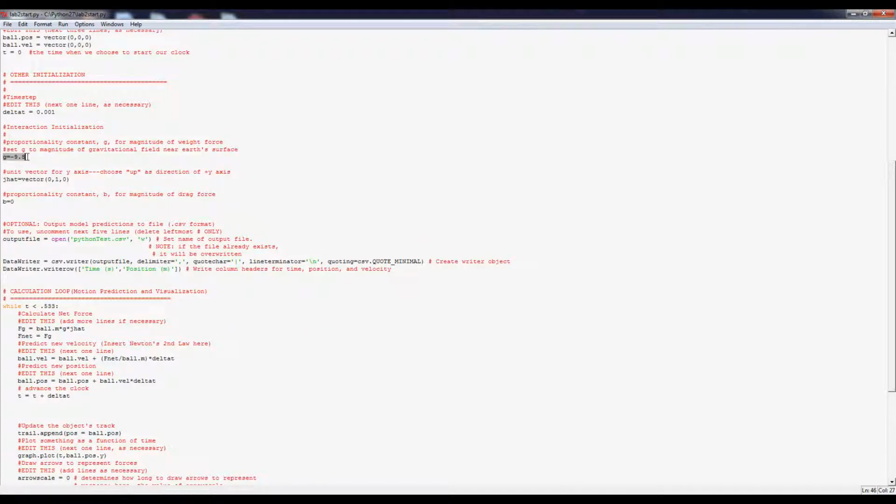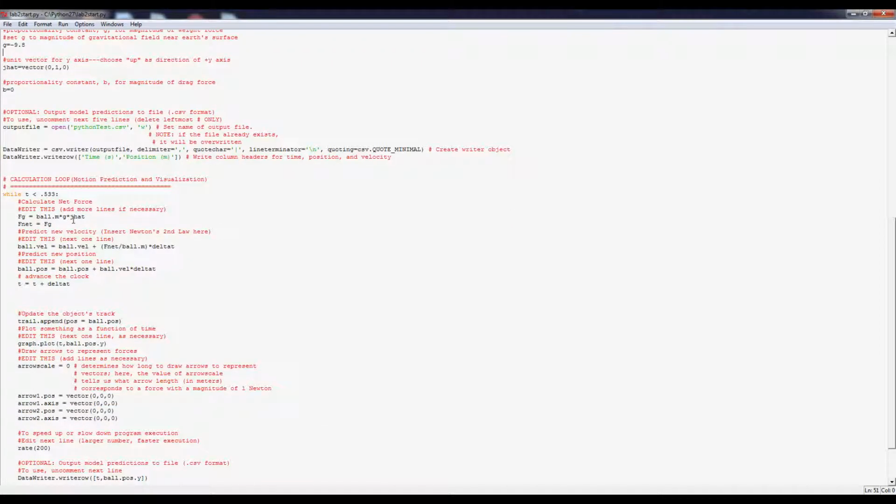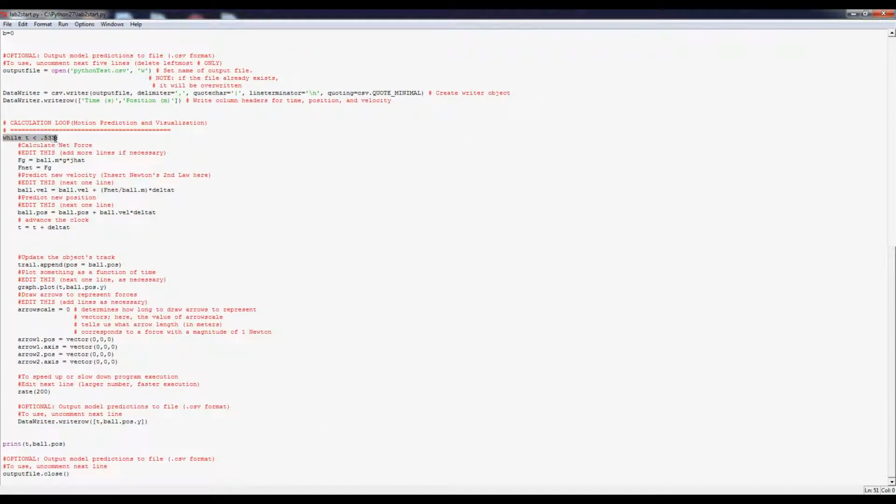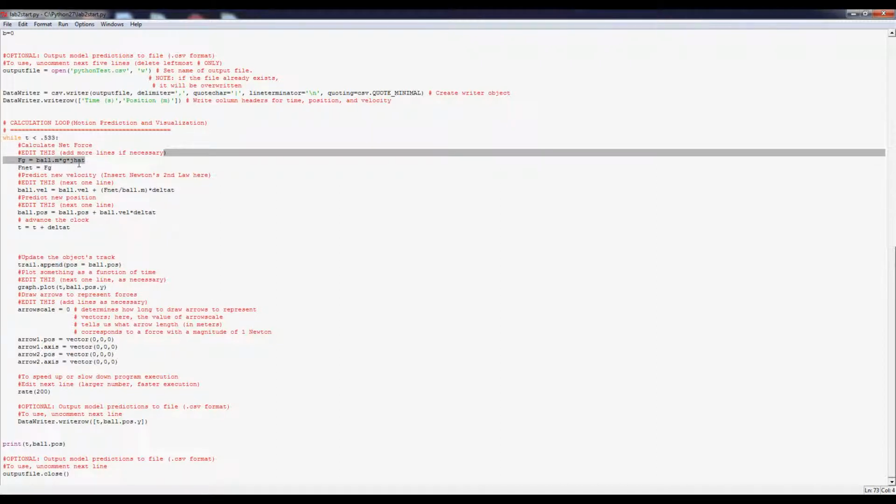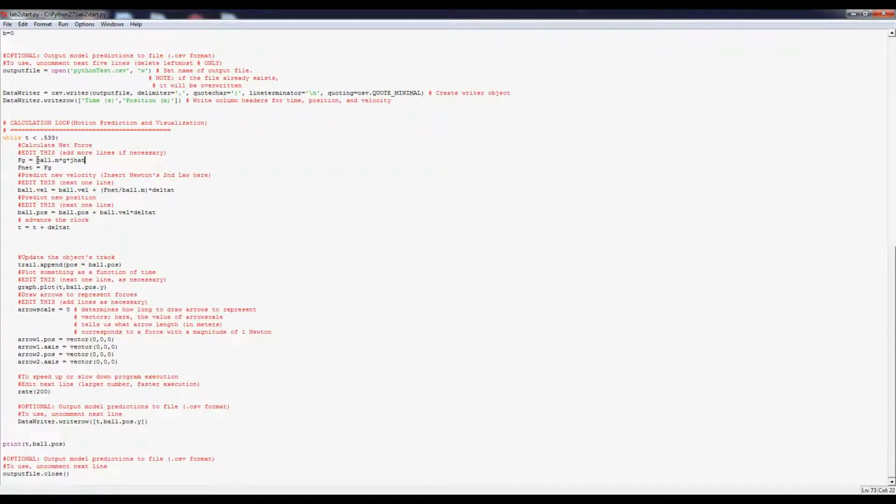I set g equal to negative 9.8 meters per second squared, and this will become important later. Here I set all the conditions that were necessary so that the conditions were the same as they were in the experimental data. Here I set the Fg, which is the force of gravity, equal to the mass of the ball times the gravitational constant, multiplied by j hat. And also in this model, the one without drag, the net force is equal to the gravitational force.